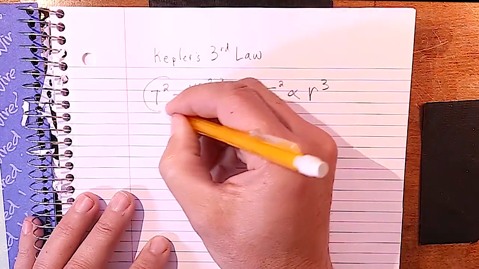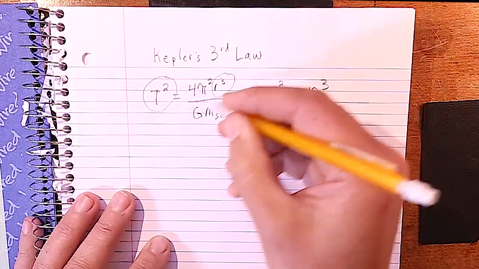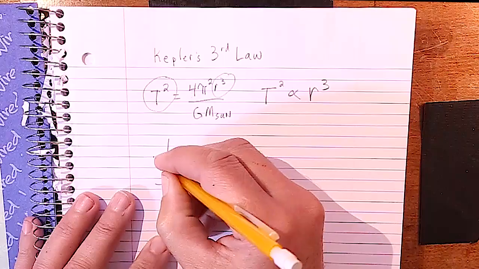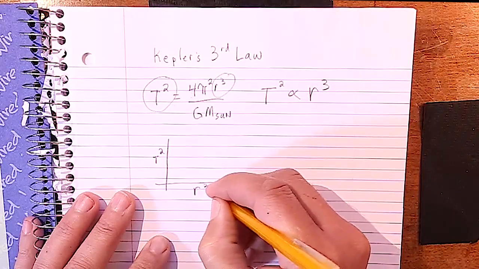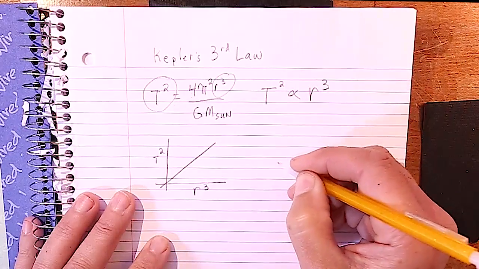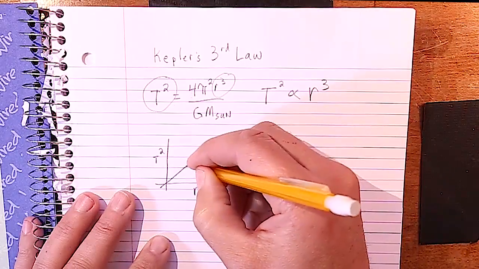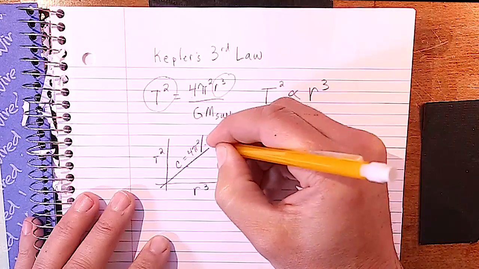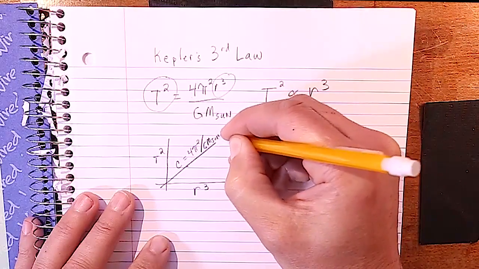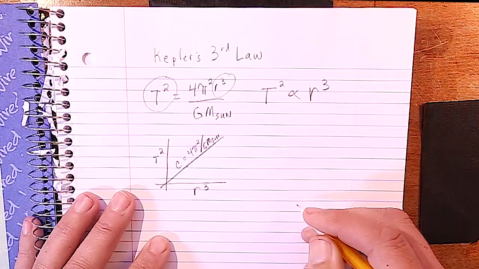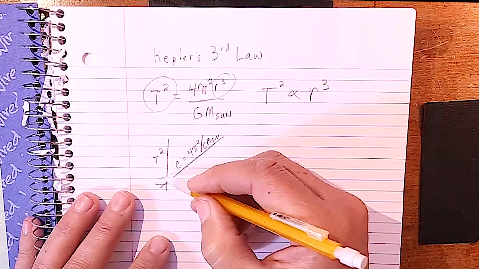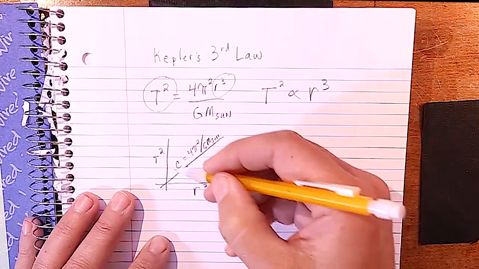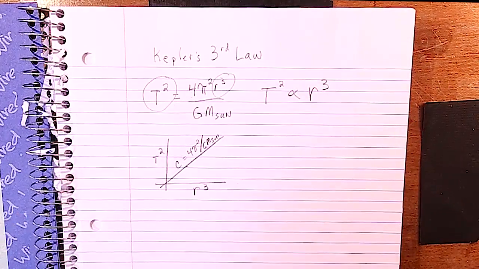And if we say that T squared is directly proportional to r cubed, we have these constants. So again, we've done this before, but this is what Kepler's third law says. And that constant C, that slope, is the 4 pi squared over GM of the Sun. And that's what Kepler actually was able to do. What's the main idea? As the distance you go away from the Sun increases, the time it takes, the orbital period, increases.